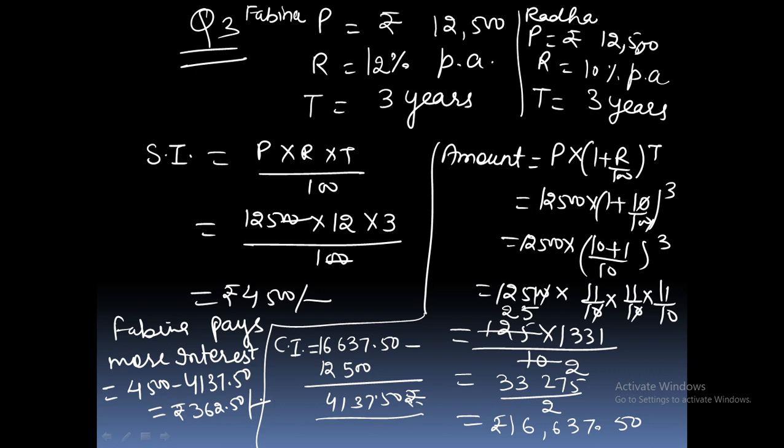Now next question is question number 4. In this question, I borrowed rupees 12,000 from Jamshed at 6% per annum simple interest for 2 years. Had I borrowed this sum at 6% per annum compound interest, what extra amount would I have to pay? This question should be solved by you.